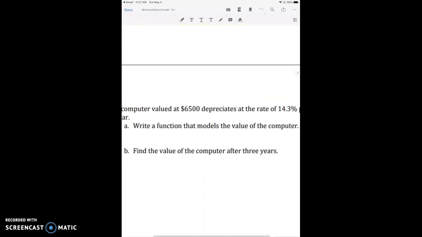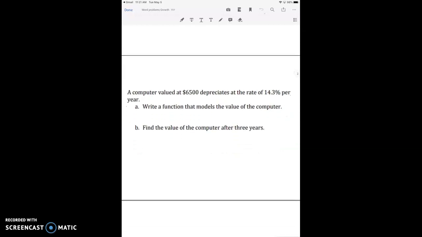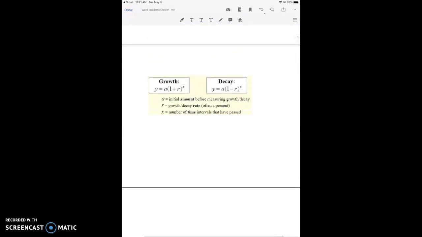Let's just do an example to show you what it looks like. This says a computer valued at $6,500 depreciates at a rate of 14.3% per year. First thing is just write a function. What is our key word? Our key word here that tells me this is a decay problem is depreciates. Depreciates means to decrease. So this tells us we need to use decay, which means the formula I'm looking at is this one on the right here.